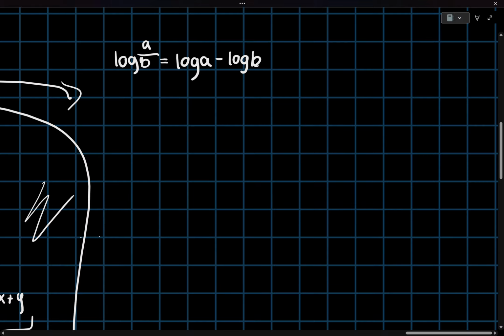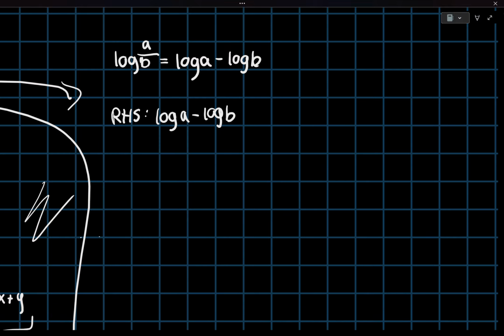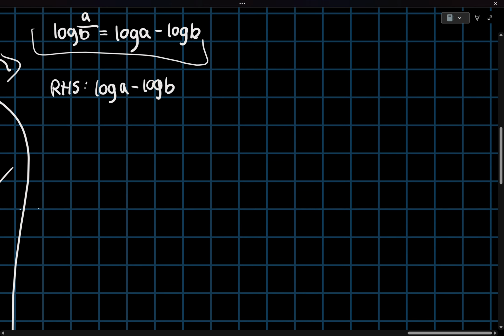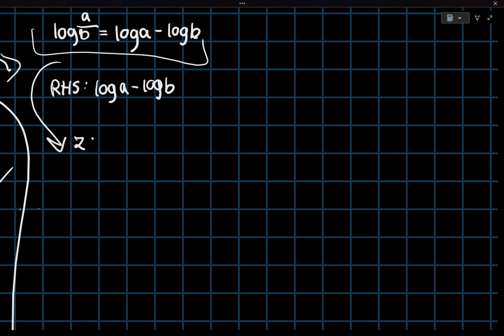Then again, I prefer to start from the right hand side. So we're just gonna write it down real quick. And again, I want to express all these as 10 to the power of something, just to visualize it a little bit. So here you have that z equals logarithm of a by b. Hence, 10 to the power of z equals a by b.